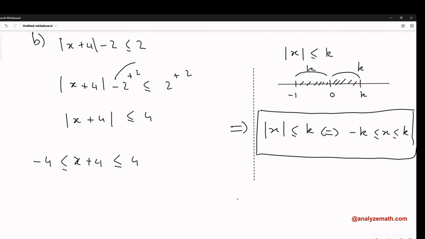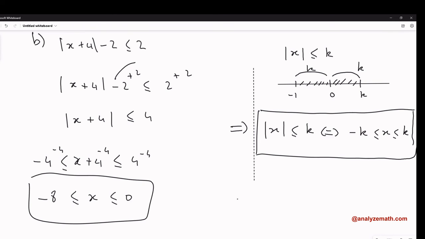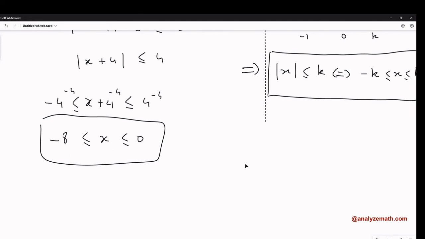Good, now we need x, so we need to subtract 4 from each part, and that gives me negative 8 less than or equal to x, less than or equal to 0. This is the solution of the inequality, and in interval form, closed negative 8 to closed 0.